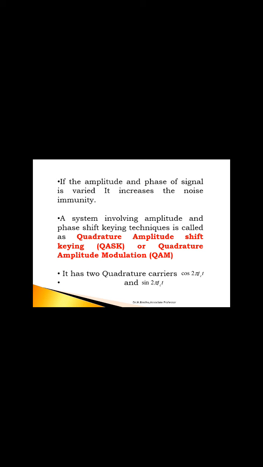It uses two quadrature carriers, for odd numbers and even numbers. Odd numbers are going to be multiplied or modulated with a carrier signal of cosine nature. Even numbers are going to be modulated with the sine nature of the carrier signal.